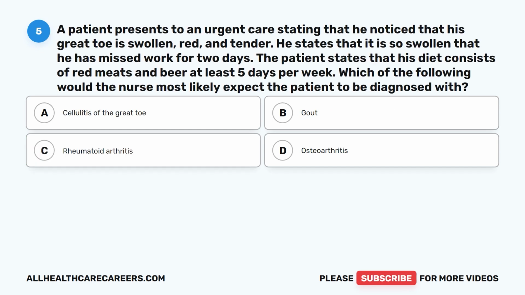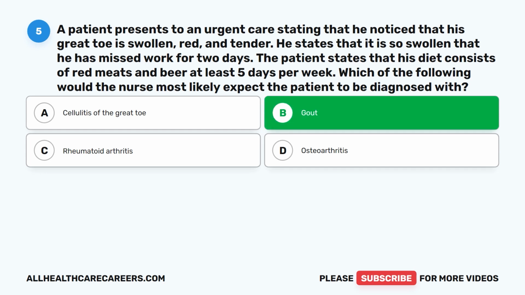Question 5. A patient presents to an urgent care stating that he noticed that his great toe is swollen, red, and tender. He states that it is so swollen that he has missed work for 2 days. The patient states that his diet consists of red meats and beer at least 5 days per week. Which of the following would the nurse most likely expect the patient to be diagnosed with? A. Cellulitis of the great toe, B. Gout, C. Rheumatoid arthritis, D. Osteoarthritis. The correct answer is B.